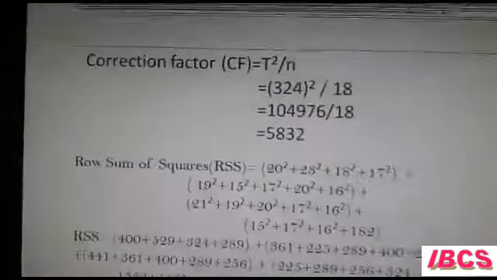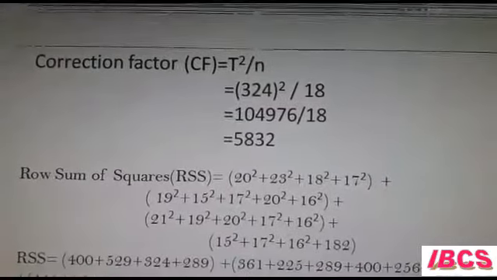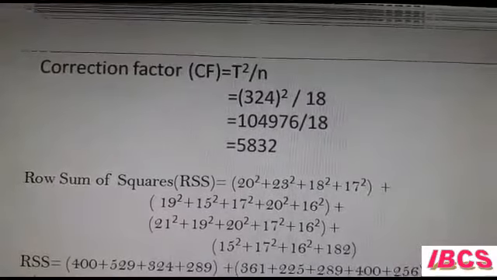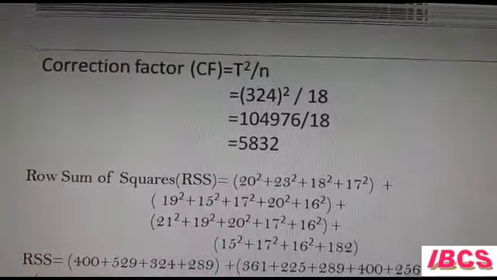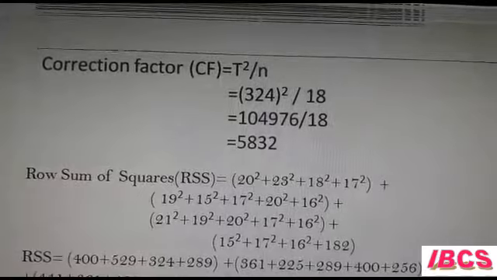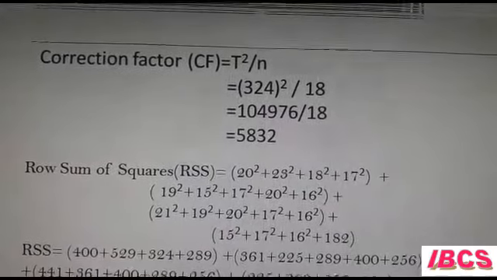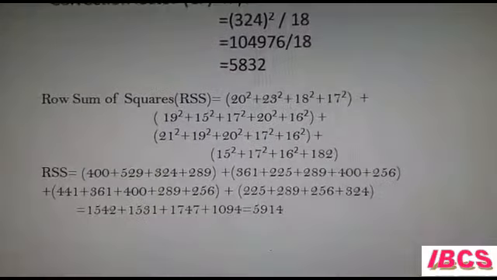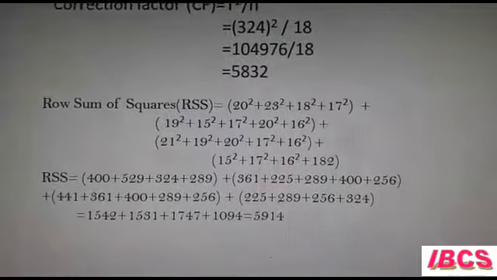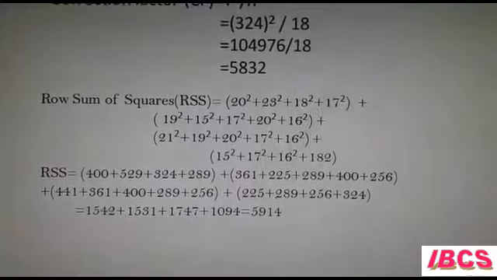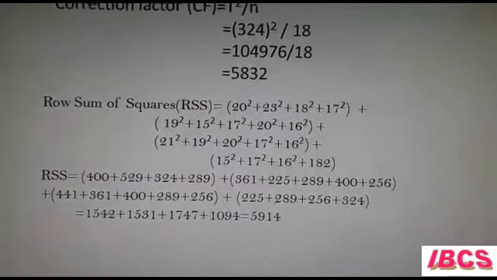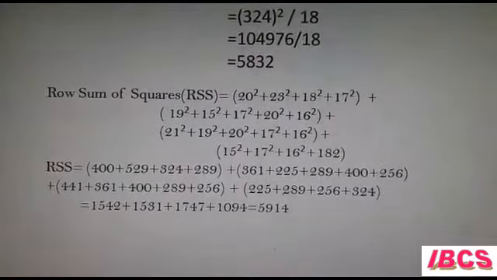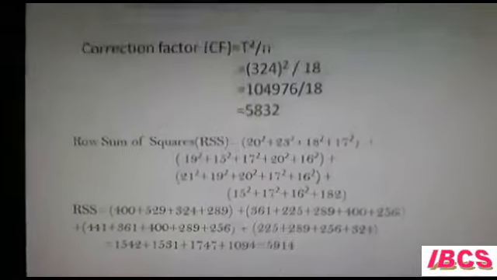Then we go for the correction factor. CF is equal to T square by N. So our grand total was 324 square by 18, that is the total sample. So we get a figure of 5832. Correction factor is equal to 5832. Then we go for the raw sum of squares. Each value we square and add it. So the raw sum of squares RSS we get as 5914.